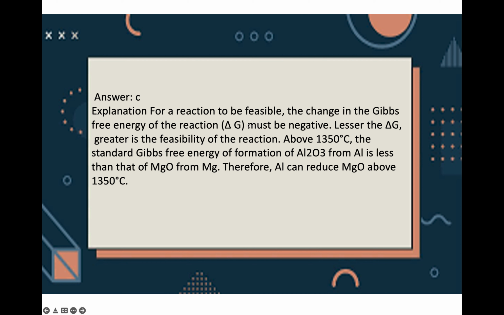So the explanation is, for a reaction to be feasible, the change in the Gibbs free energy, or delta G, must be negative. So what happens if delta G becomes lesser? The feasibility will be greater. Above 1350, the Gibbs free energy of formation of Al2O3 from aluminum is less than that of MgO from magnesium. So therefore aluminum can reduce MgO above 1350 degrees Celsius. I hope you understood the explanation here.